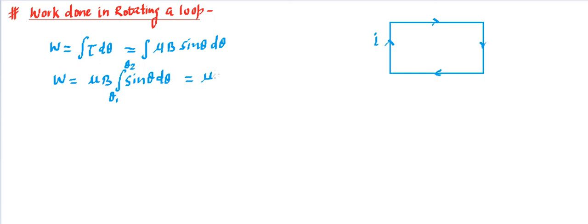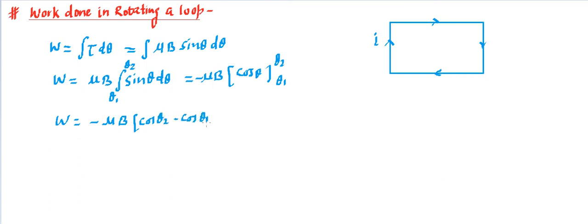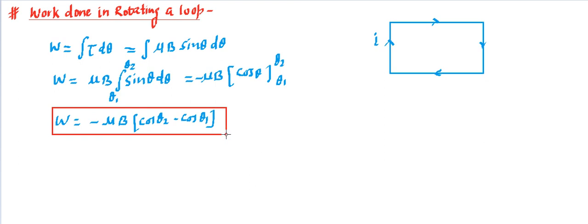This is going to be equal to mu B, and you know the integral of sine theta becomes minus cos theta, so we place minus cos theta from theta 1 to theta 2. So this work done came out to be minus mu B into cos of the final angle between mu and B minus cos of the initial angle between mu and B. So that's how the work done can be calculated in case of rotation of a magnetic dipole moment in the presence of a magnetic field.